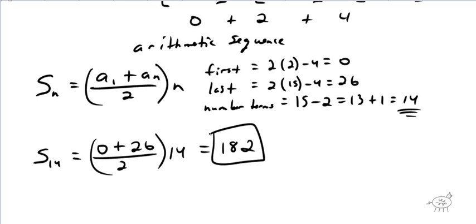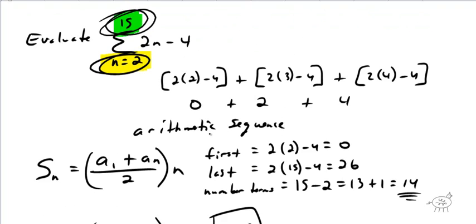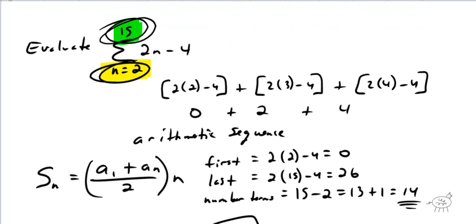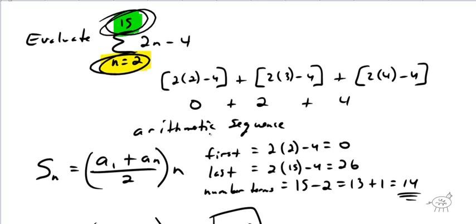So that's a heck of a lot faster than having to go through this whole thing and type in 2 through 15 and add it all up. Now you're like, well, is it really faster? Well, what if I say, instead of from 2 to 15, I say 2 to 150? Yeah, it's going to be a little bit faster. In fact, let's look at our next example. It's very exciting.